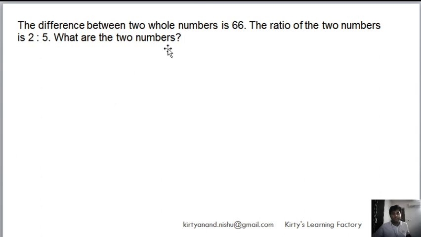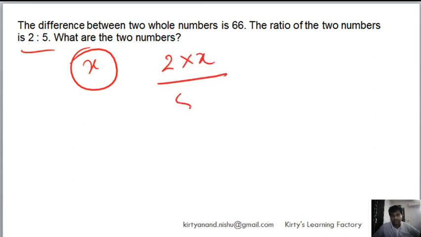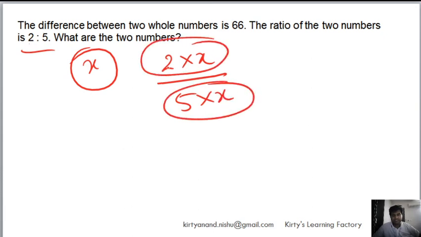Let's move on to the next one. We will use some ratios also. The difference between two whole numbers is 66 and the ratio of the two whole numbers is given. Very simple. Let's say the ratio of the two whole numbers is 2 by 5. We can say that the common rational factor is x, and therefore the smaller whole number will be 2 into x and the larger whole number will be 5 into x. We can say that because x and x will get cancelled. That's how we arrived at the ratio 2:5.